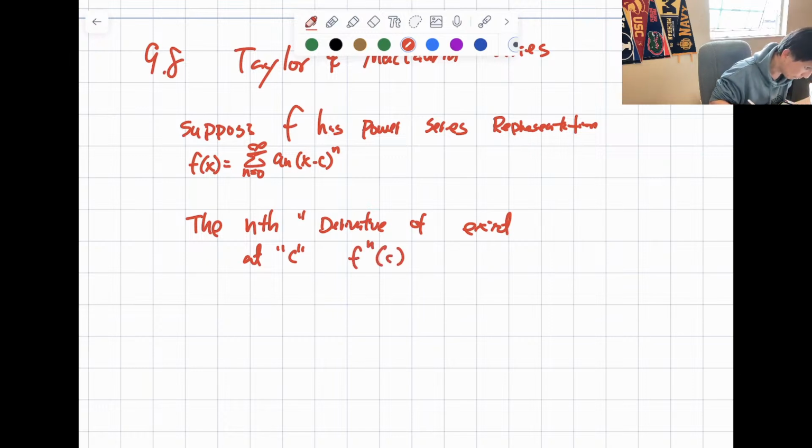The nth derivative of what? I'm taking the nth derivative of this power series. Nth derivative of what's after that? Exists.